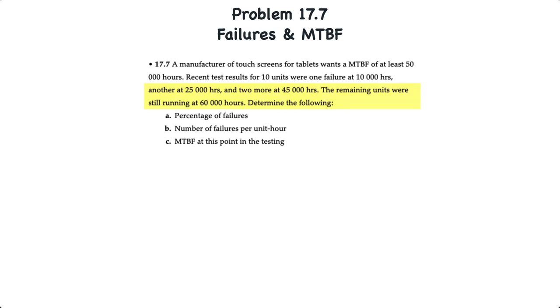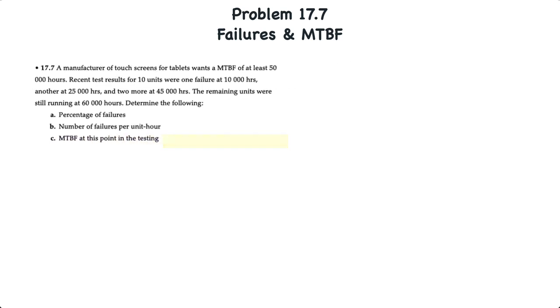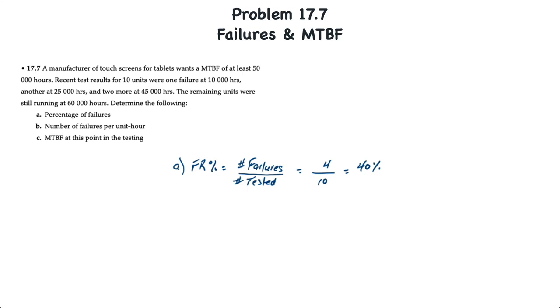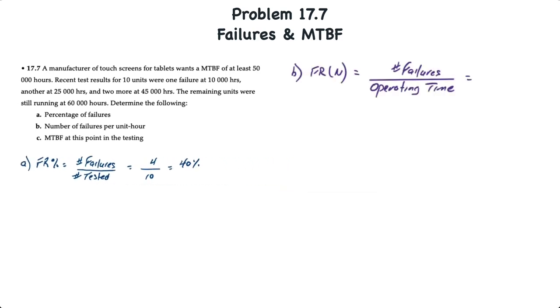We have three requirements here. The first is to determine the percentage of failures, the second to determine the number of failures per unit hour, and third to determine the mean time between failures at this point in the testing, or MTBF. The calculation for the percentage of failures is really quite simple. It's equal to the number of failures divided by the number of units tested. In this case, we have 4 failures over 10 units tested for a total failure rate, or percentage of failures, of 40%.